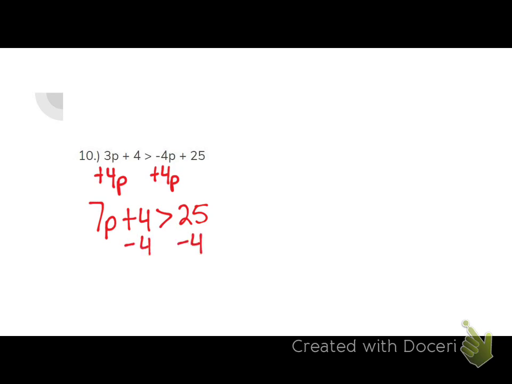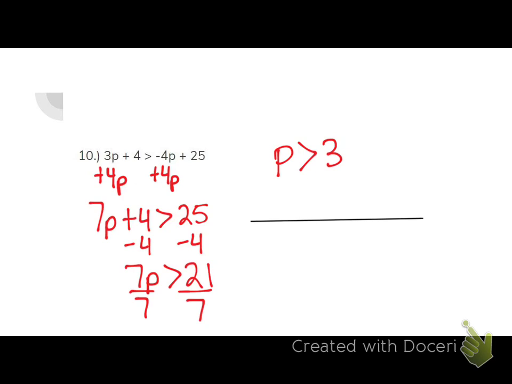Subtract the 4. 7p is greater than 21. Last step. p is greater than 3. On our number line, would we be open or closed at 3? Open at 3, shaded to the right. Open, shaded right for greater than.